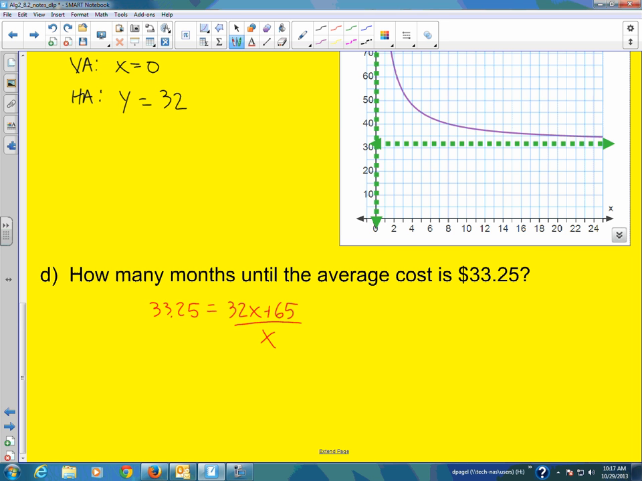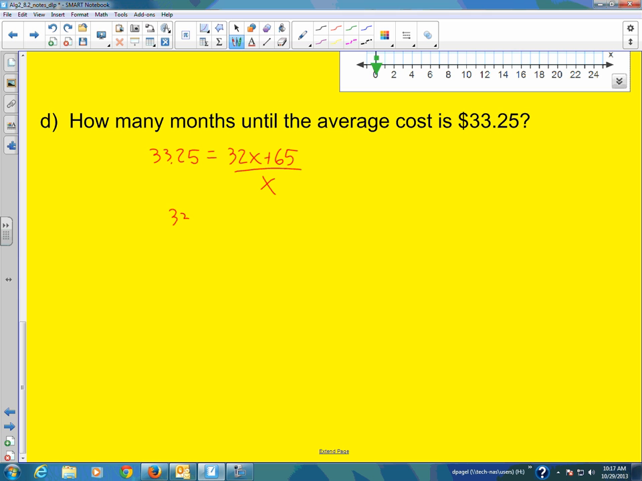And then I'll get 33.25x is equal to 32x plus 65. And then I get $1.25x is equal to 65. And then I simply divide my 65 by $1.25, and I'll find out my number of months. And I'm 52 months away from an average of 33.25.